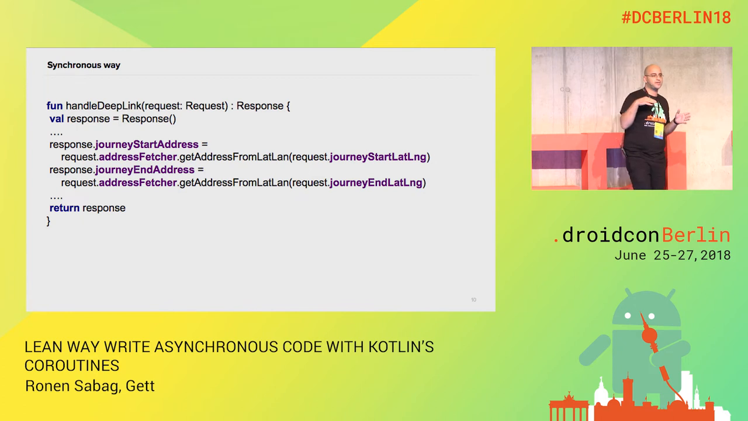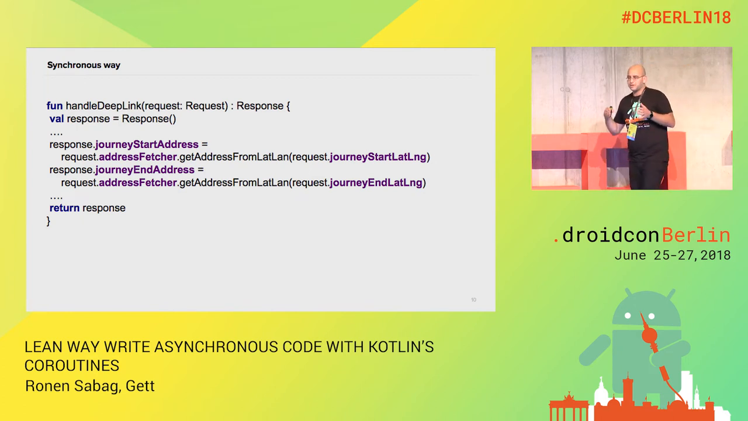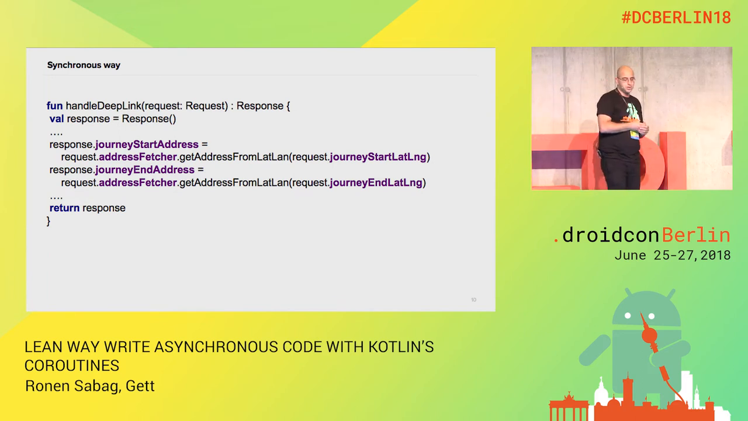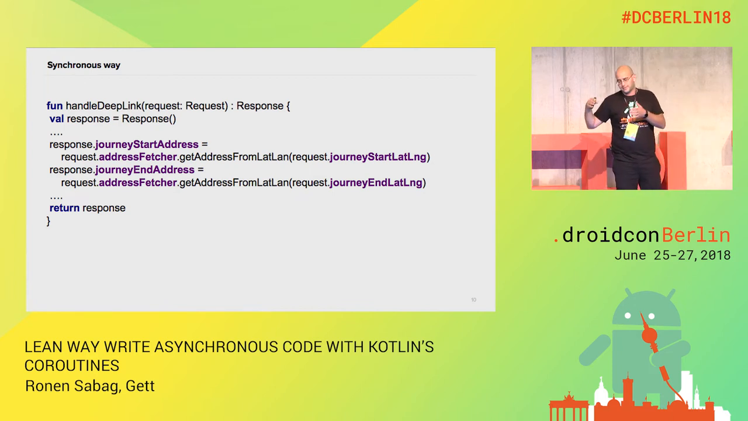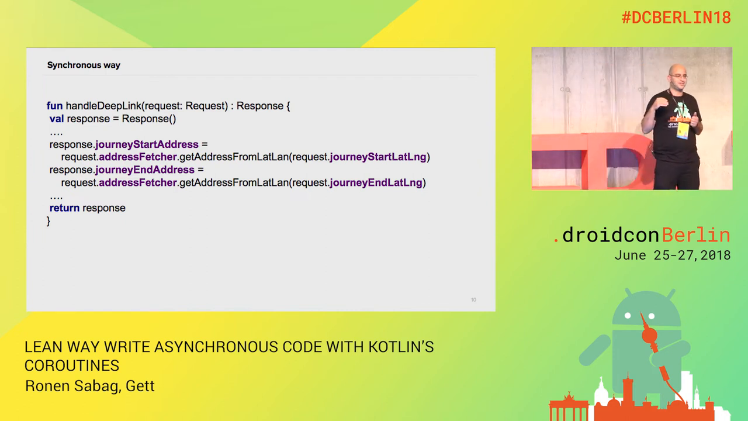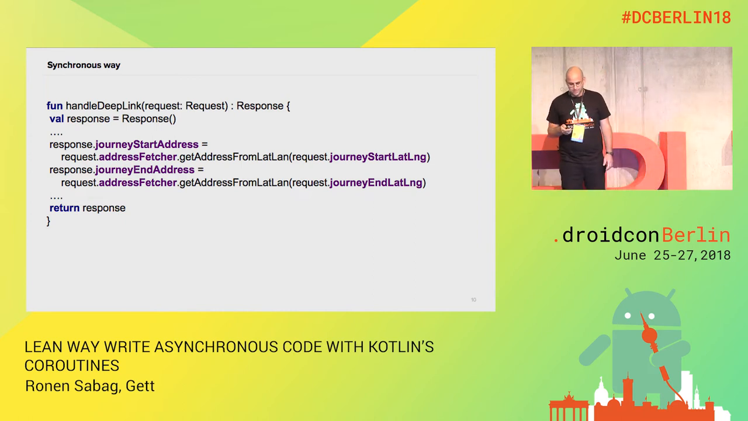It's getting the request. Everything that it needs resides inside the request, and everything that's going to go back to whoever called it is going to be in the response. So first of all, we want to take the start lat long and convert it to a string, and the same thing with the end lat long. By that, we can put the addresses in the UI instead of just giving a location.